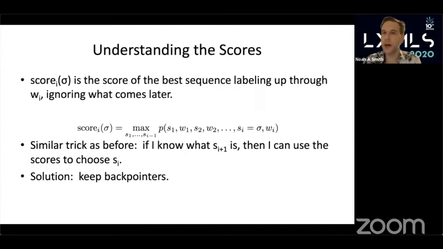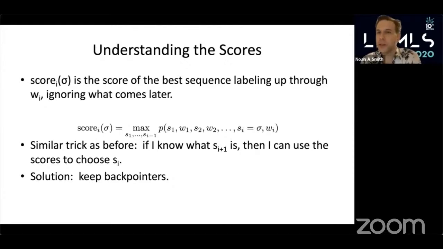Remember that the score at position i of a label sigma is the score of the best label sequence up through the ith word, ignoring everything that comes after. So that formula, I think this is the first time I've actually spelled out what score sub i is in terms of probability. It's the joint probability of the first state, the first word, the second state, the second word, all the way up to the ith state being chosen to be sigma and word i. And all the preceding states are the most probable ones up to this point if the last choice is sigma.